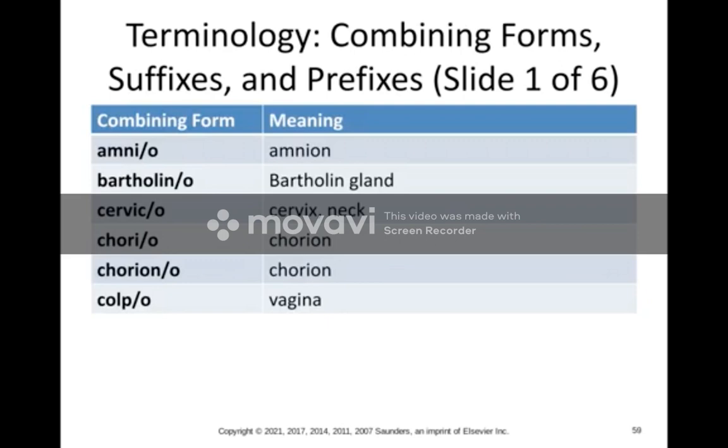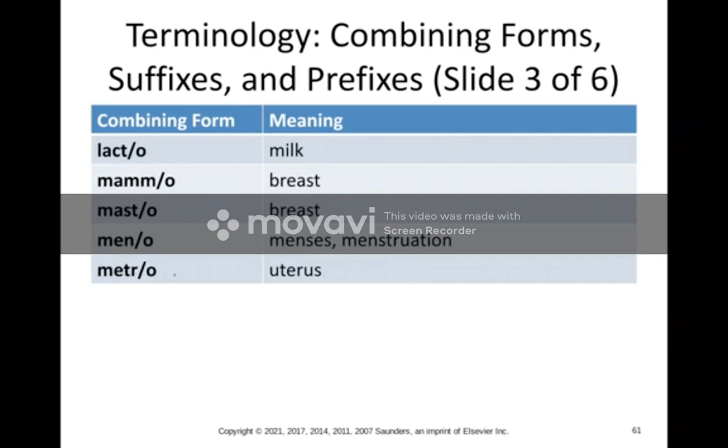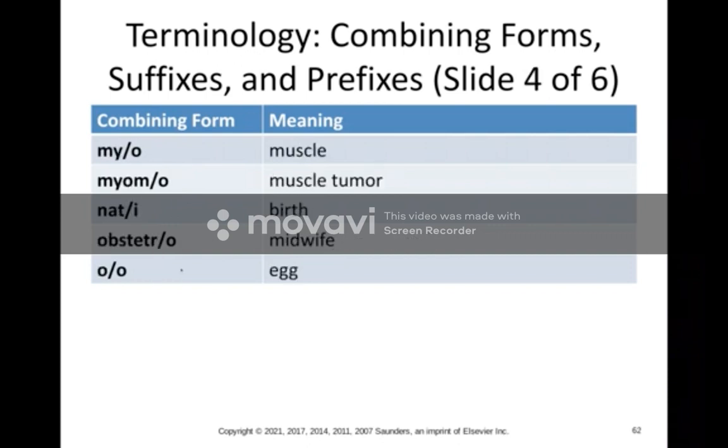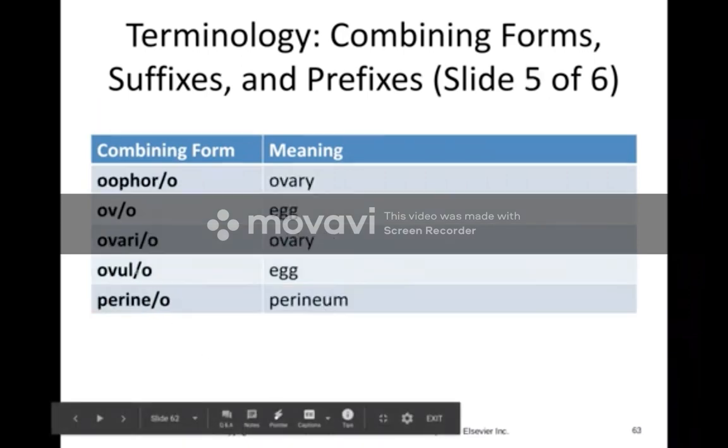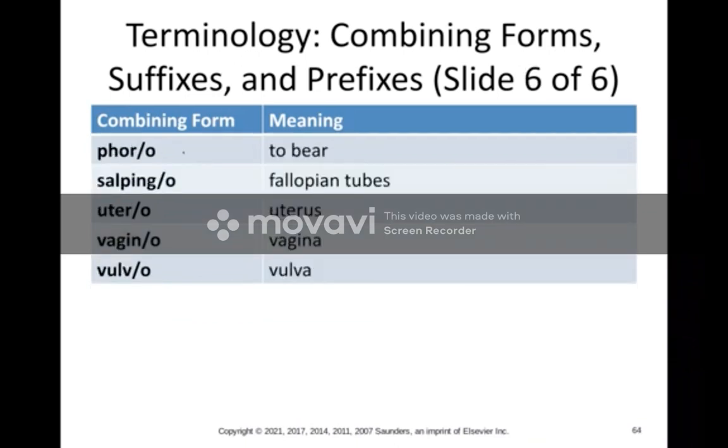Okay, here's our combining forms, suffixes, and prefixes. Amni or amnio for amnion, Bartholino, cervico, chorio, coriano, colpo, coldo, episio, galacto, gyneco, hystero, lacto, mammo, masto, meno, metro, myo, myomo, natty, obstetro, oo, oophoro, ovo, ovario, ovulo, perineo, phoro, salpingo, utero, vagino, vulvo.